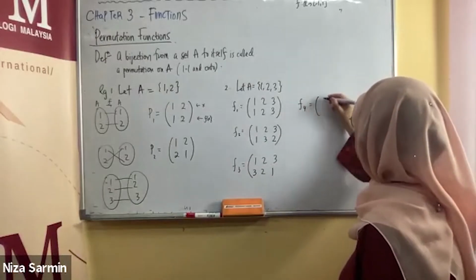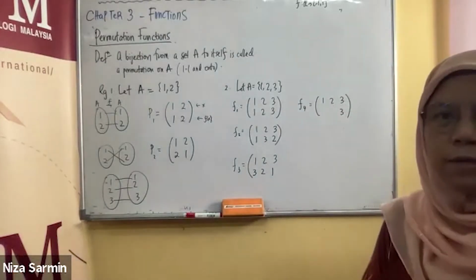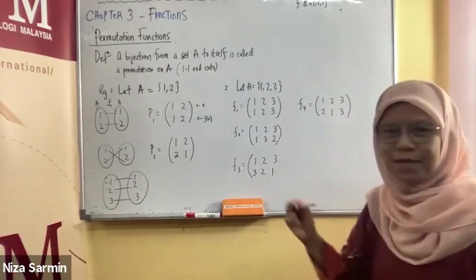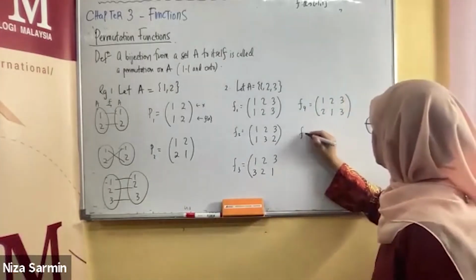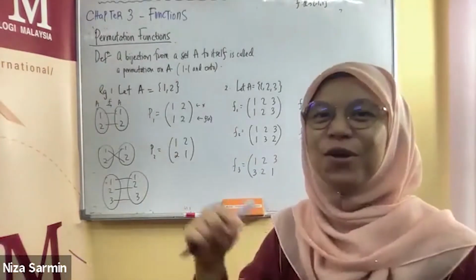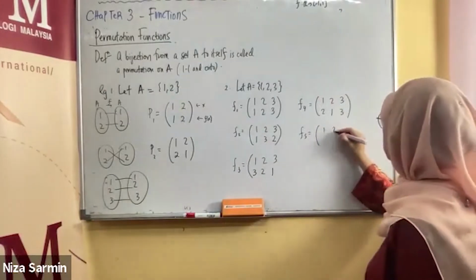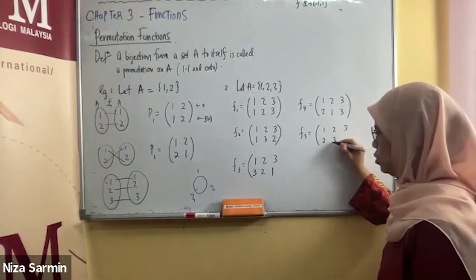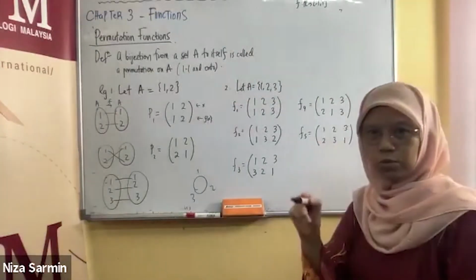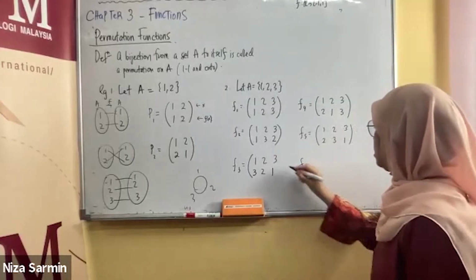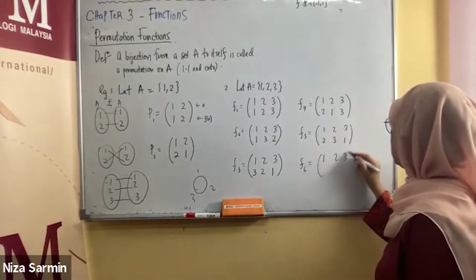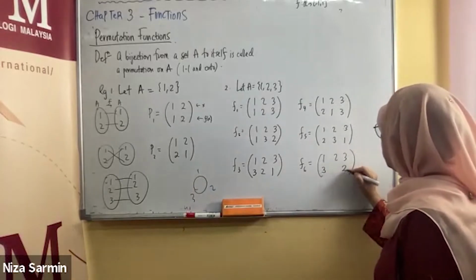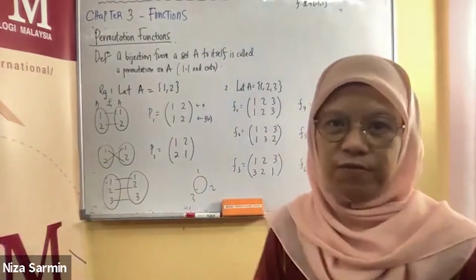The fourth one, I fix the third one. Then you switch. All the fixed ones are done. The fifth one, I change all, right? Change all. 1 goes to 2, 2 goes to 3, 3 goes to 1. The last one, 1 goes to 3, right? Just now it's 1 goes to 2. 1 goes to 3, 3 goes to 2, 2 goes to 1. Okay, so I have 6.